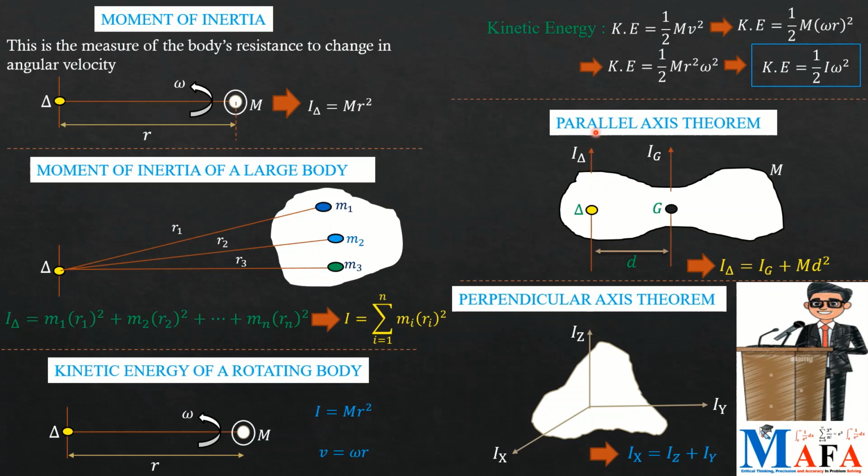So we use the parallel axis theorem, which says that the moment of inertia of this body about the axis delta is equal to the sum of the moment of inertia of the body about its center of gravity and the mass of the body times the square of the distance that separates the two axes. We are trying to find the moment of inertia about the axis delta, which we have named I delta, but we know the moment of inertia of this body about its center of gravity, which is IG. So simply, I delta is IG plus the mass of the body times the square of the distance separating the axes.